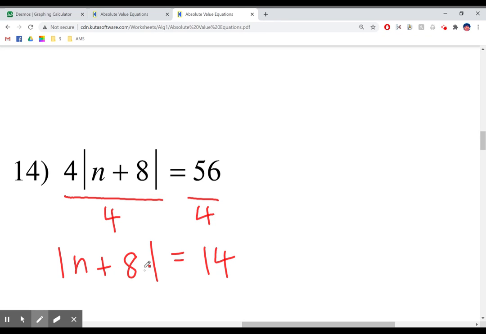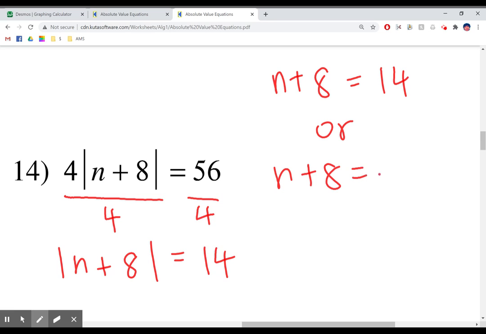So essentially what we're looking at now is whatever n plus 8 is, it can either be a positive 14 or it can be a negative 14, right? Because even if it's negative 14, it'll spit back positive and turn to positive 14. So what we're looking at is actually 2 solutions, because I can write 2 equations and split it up as n plus 8 equals 14 or n plus 8 equals a negative 14. Okay, so I'm solving 2 different equations. You actually have 2 solutions.